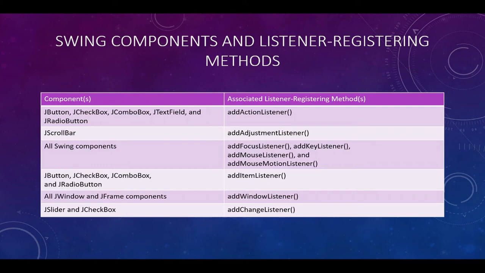Here's a list of listener registering methods, with the components and the different listeners that you can have with them. For action, you can have an action on a button, a checkbox, combo box, text field, or a radio button. All swing components have focus, key, and mouse listeners. Buttons, checkboxes, combo boxes and radio buttons also have item listeners. The main thing to notice is that one component is not going to have just one type of listener. So you need to understand what you want your user to do, and when you want to do something based on that action and what that action is. So do I want a focus or a key or a window?